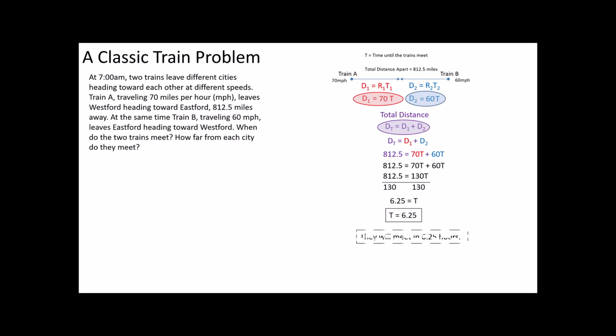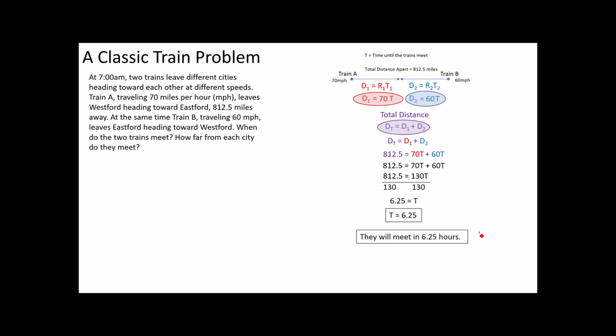That tells us that they will meet in 6.25 hours. Notice the question says they left at 7 a.m. and when do the trains meet? We probably need to go ahead and put this as a time. 6.25 hours after 7 a.m. is, what is that? That's 13.25.